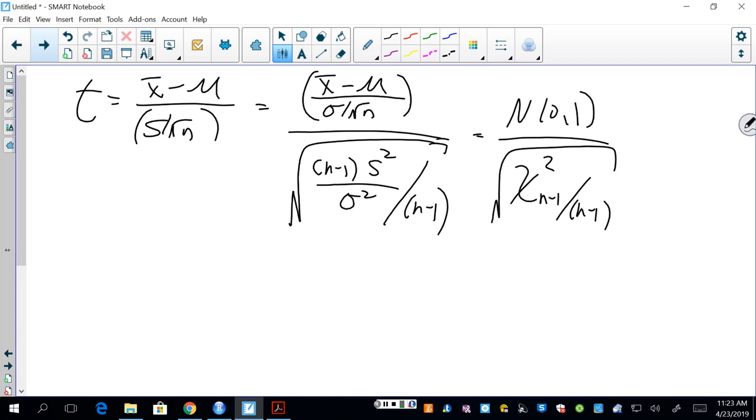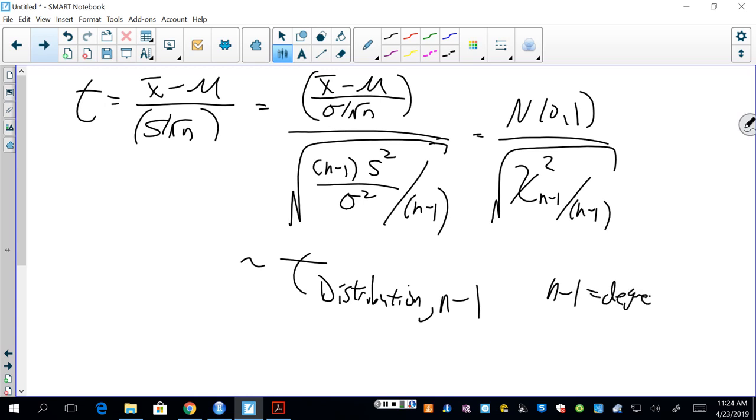And the two parts should be independent. The only random variables really are x bar and s squared, and those two things I said are independent. This thing, a ratio of a standard normal divided by the square root of a chi-squared divided by its degrees of freedom, has something called a t distribution, with n minus 1 degrees of freedom. This ends up being a critical probability distribution for use in statistics.